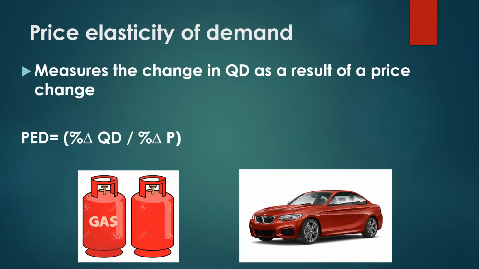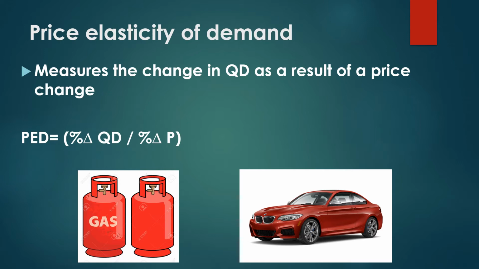So here's the one that I mentioned, the price elasticity of demand. It's going to be by far the most important one that we're going to do in AP Micro this year. It measures the change in quantity demanded as a result of a price change. Remember, the law of demand tells us if the price goes up, we're going to have a decrease in quantity demanded. If the price falls, we'll have an increase in quantity demanded. That's the law of demand.